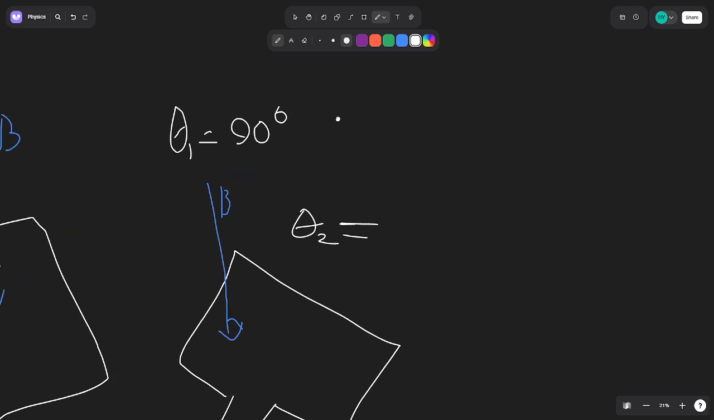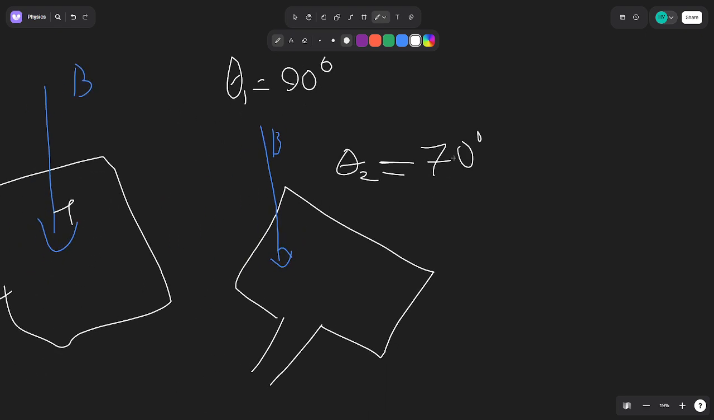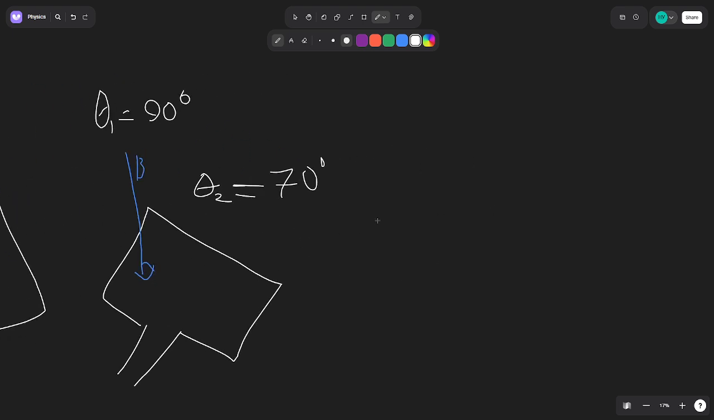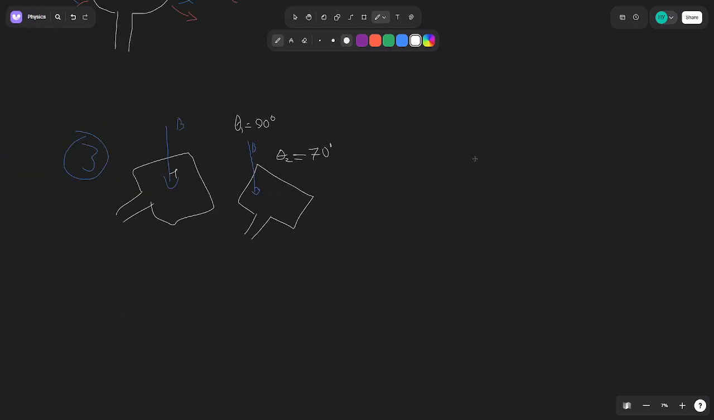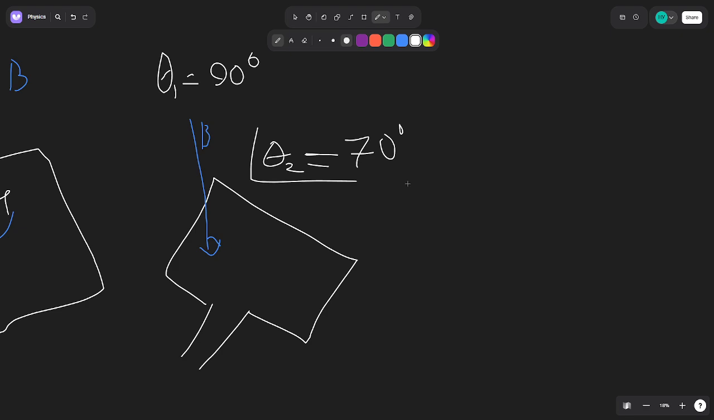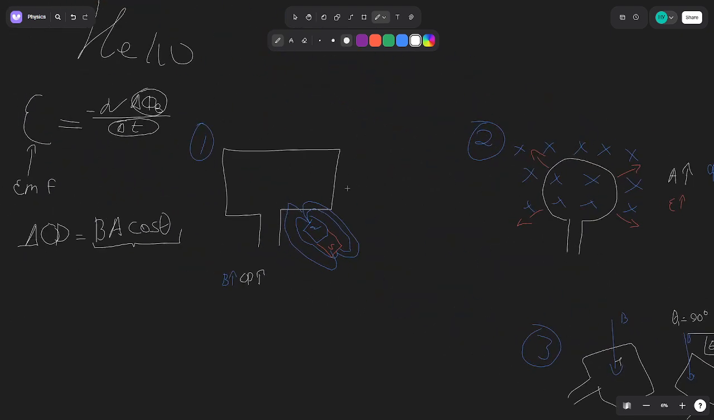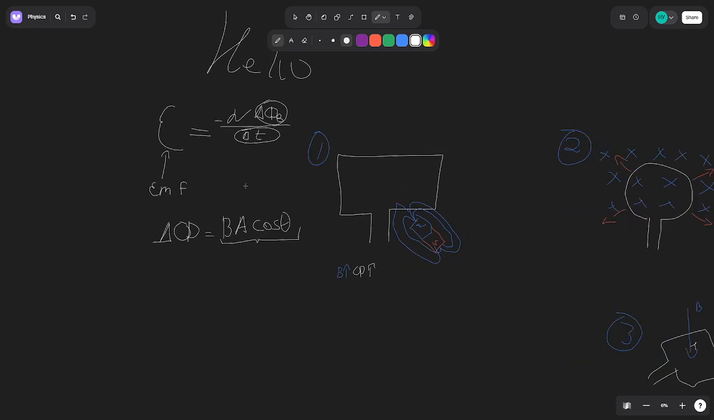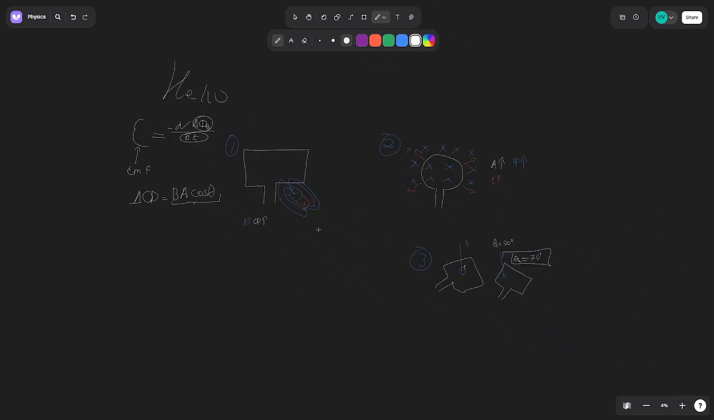So in the second case, it falls, for instance, with 70 degrees. And therefore, we just need to put the new value into the cos and figure out whether it increases or decreases. So this is basically all you need to know about the electromagnetic field and Faraday's law.